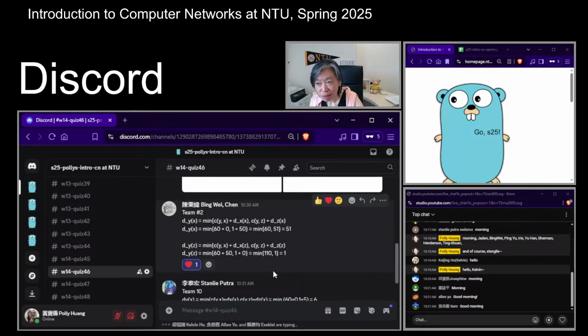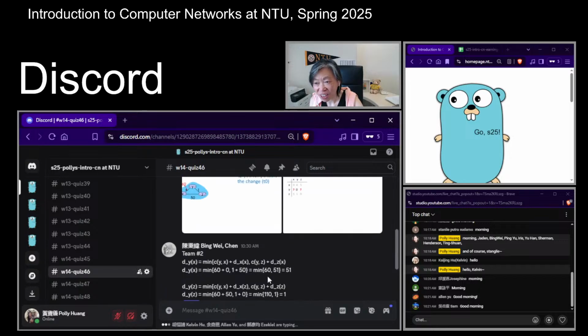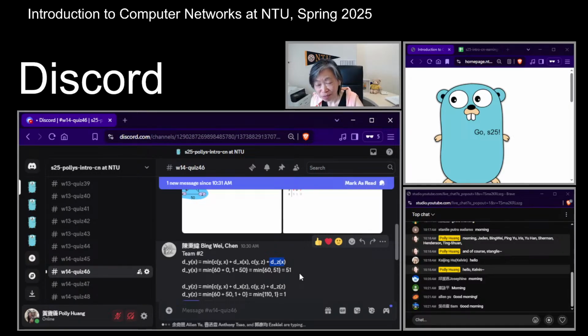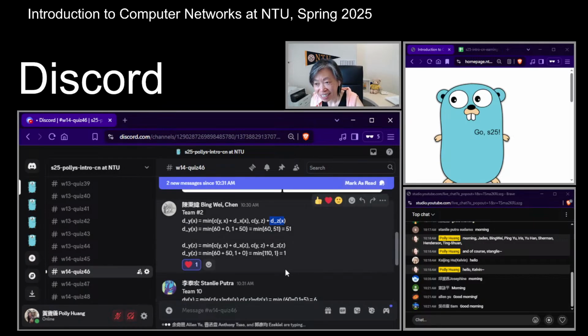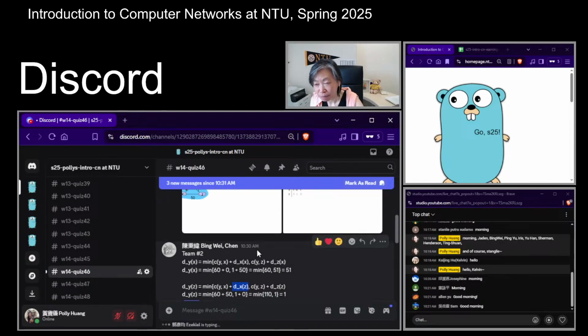Bing Wei, team 2, think again. Look at your DZX. For distance YX, the other option. Yeah, DZX. What is the value there? You have to look into your table. What is the current DZX? All right. So DXZ similarly. What is the current DXZ?